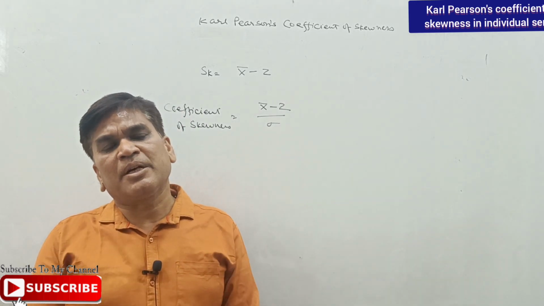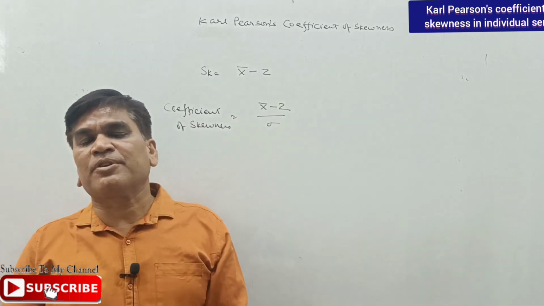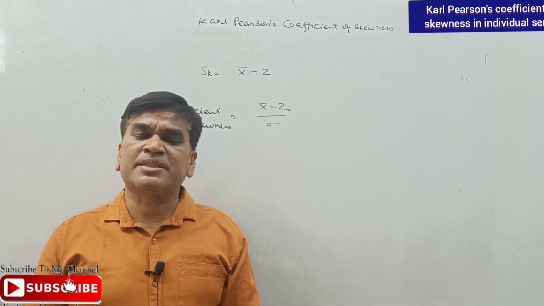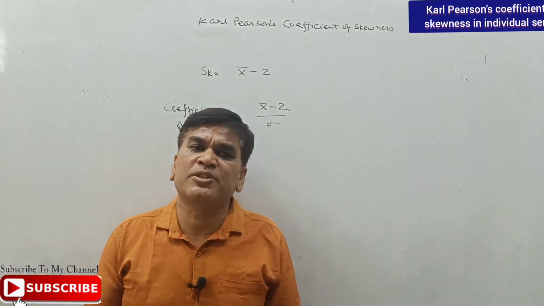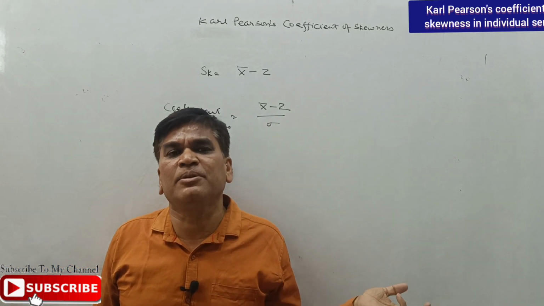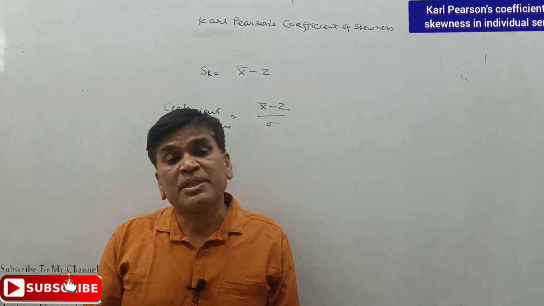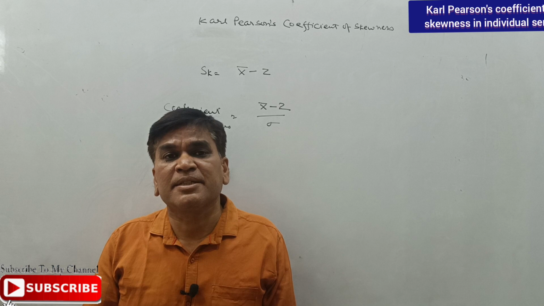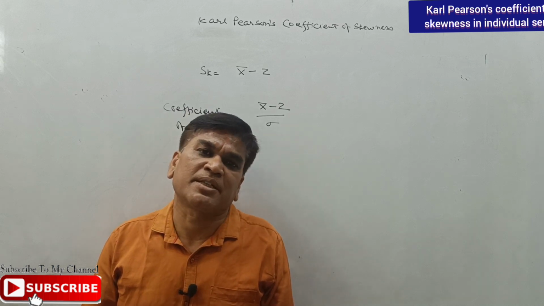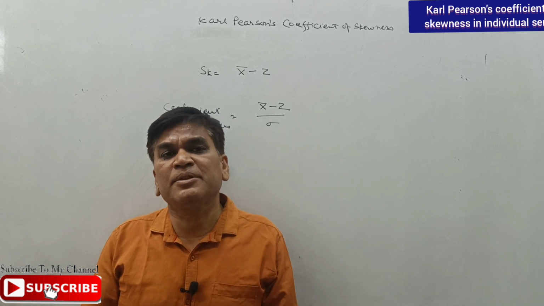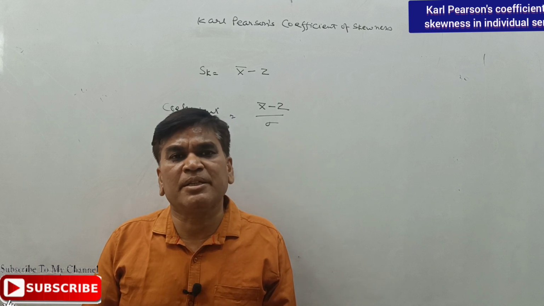If we want to know the coefficient of skewness by the Karl Pearson method, then we have to use the formula: arithmetic mean minus mode, divided by the standard deviation. How to calculate the standard deviation we have already discussed in the previous video. But sometimes we face difficulty in calculating the mode. For example, in an individual series, we can't calculate the modal value.